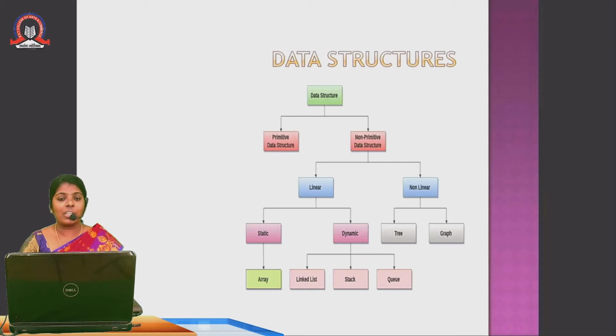Here in data structure, you can see there are two types. One is primitive data structure, another one is non-primitive data structure. In non-primitive data structure there is linear and non-linear. From linear there is static and dynamic. In static there is array; from dynamic, linked list, stack, queue. In non-linear there are two, that is tree and graph.